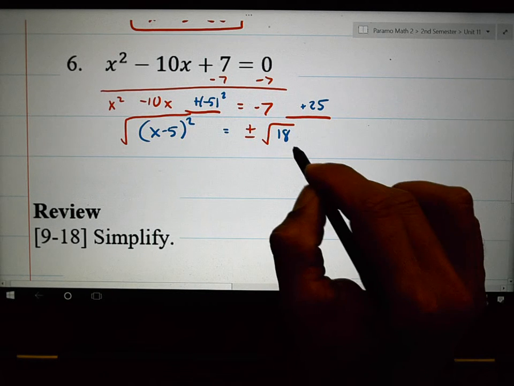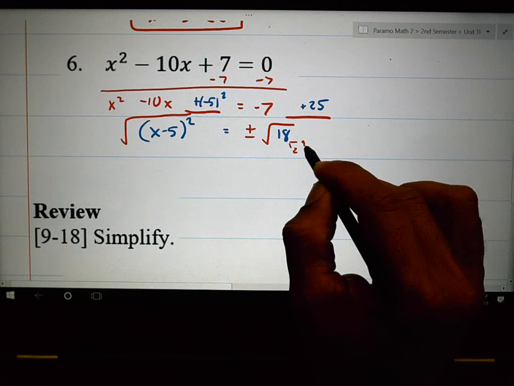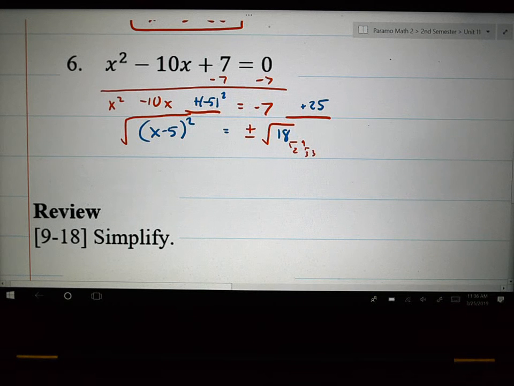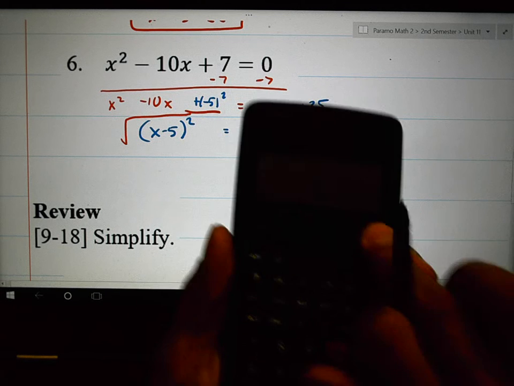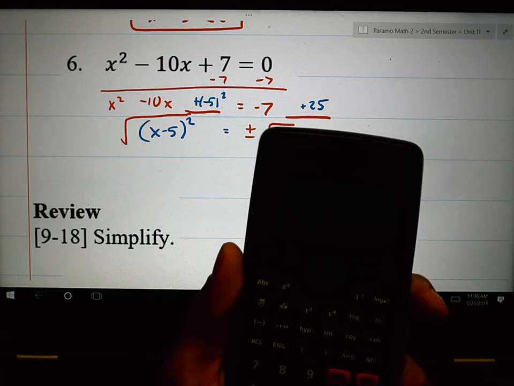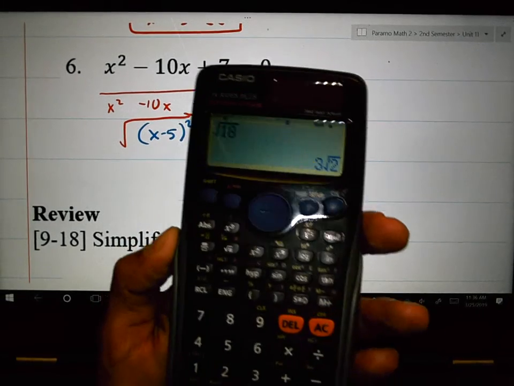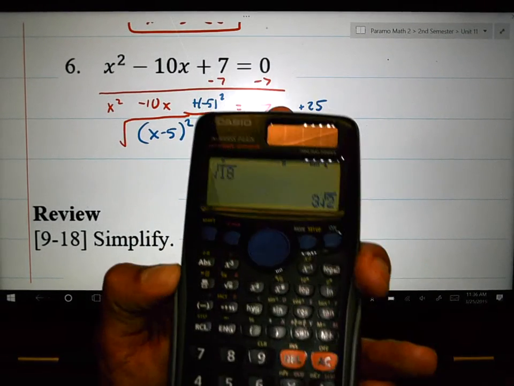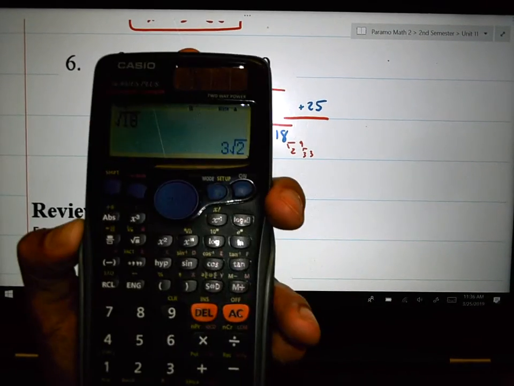And you can do this by hand where you go 2 times 9, 3 times 3, and you're looking for your pairs of squares. Or you can break out your calculator and put in square root of 18 and see what it reduces to, because our calculators can do things in radical form.